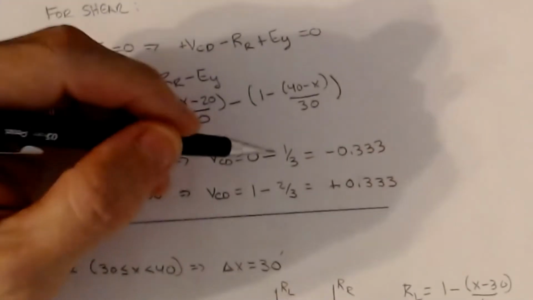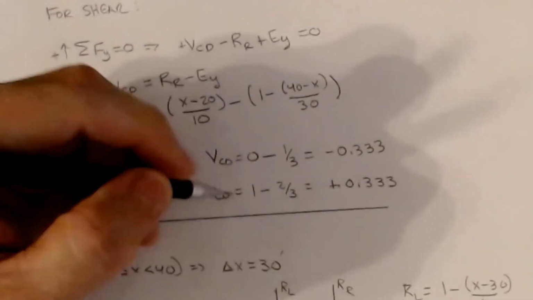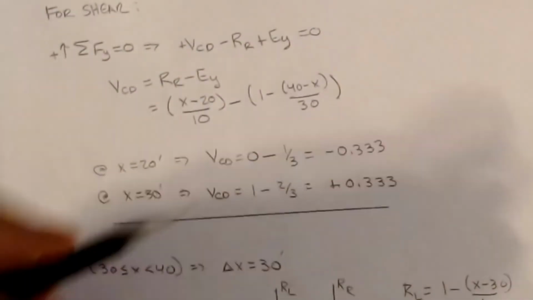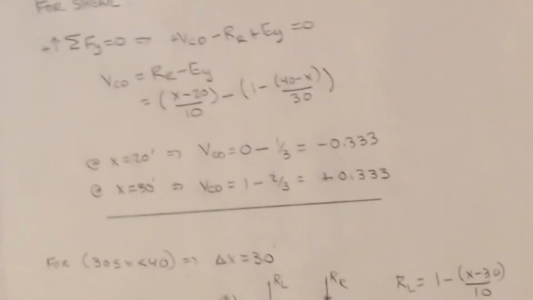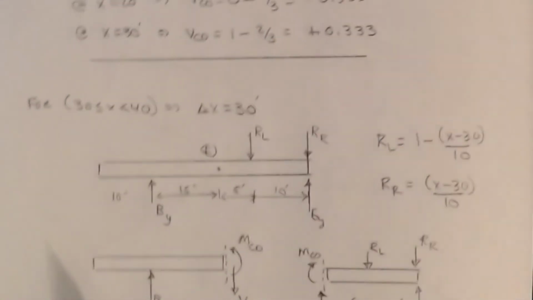And so VCD here is minus 0.333. Okay, and then VCD at 30 is 1 minus 2/3 or plus 0.333. So you can see that it flips signs in that span, which is kind of interesting. But we saw something similar again when we were doing trusses before. All right, so now let's go do the last one.